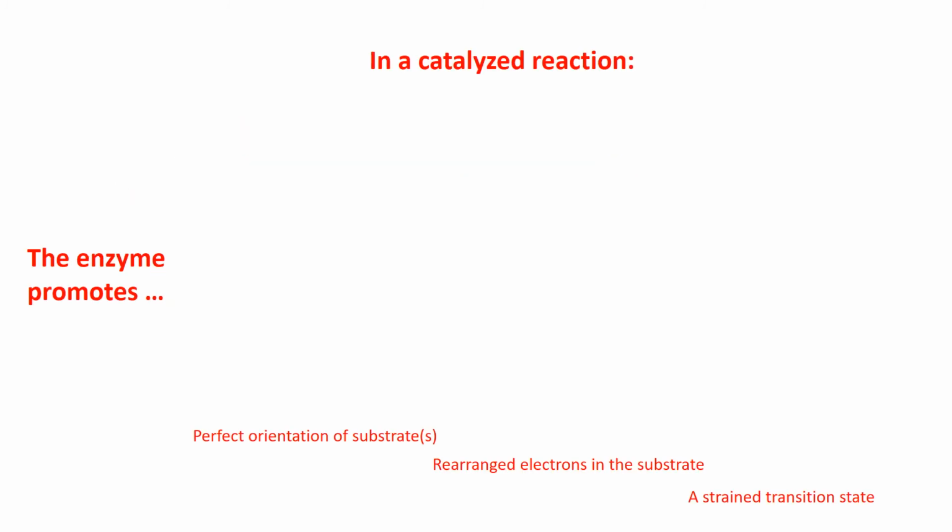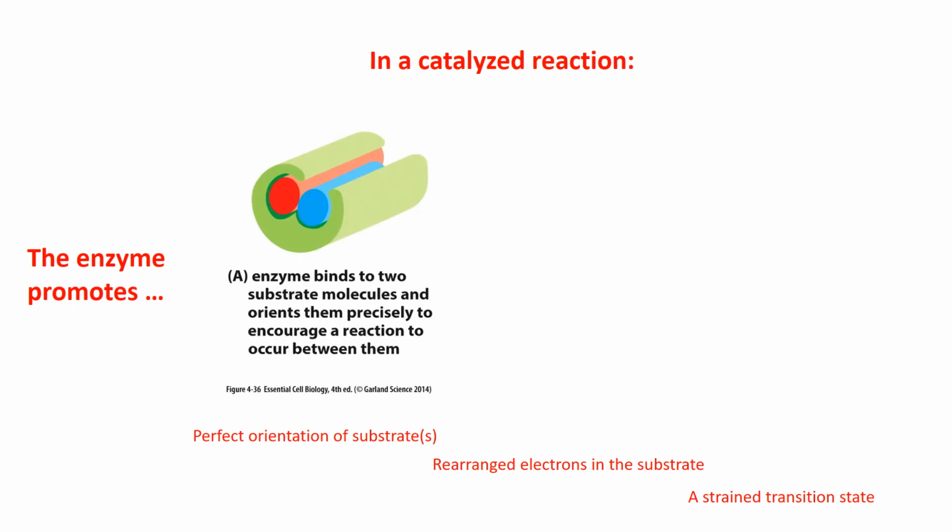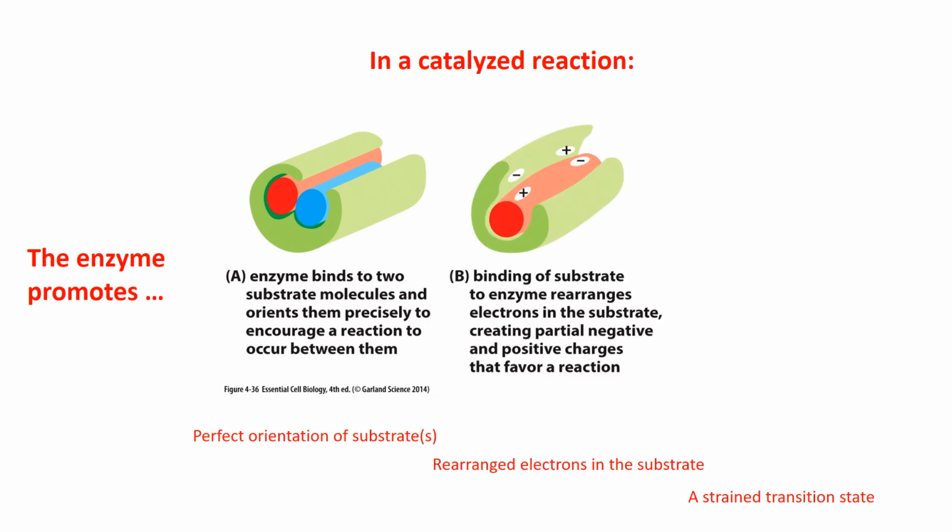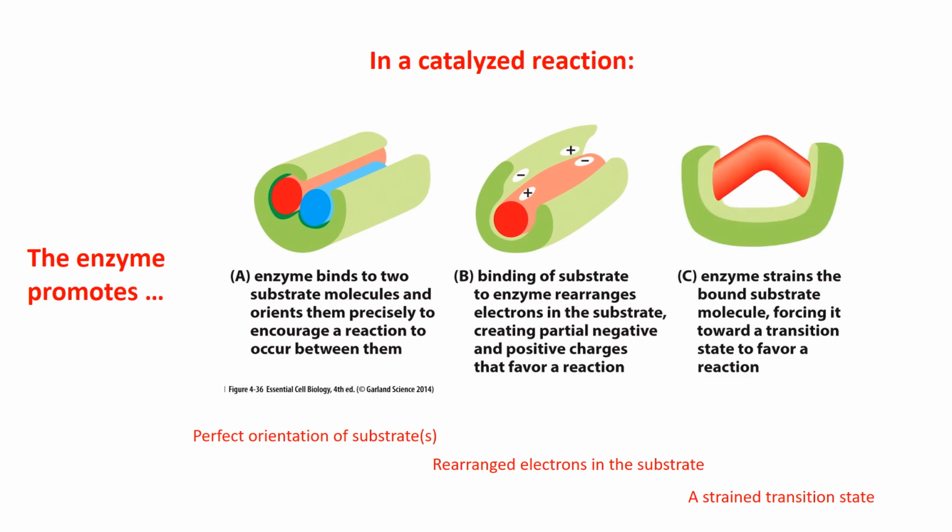For a chemical reaction that's mediated by an enzyme, much of the randomness that's necessary for a non-catalyzed reaction is overcome. For example, the enzyme will promote perfect orientation of the substrates, a precise orientation that encourages the reaction to take place between them. Also, the binding of the enzyme to the substrate will rearrange electrons in the substrate so that partial negative and partial positive charges are formed in just the correct places.